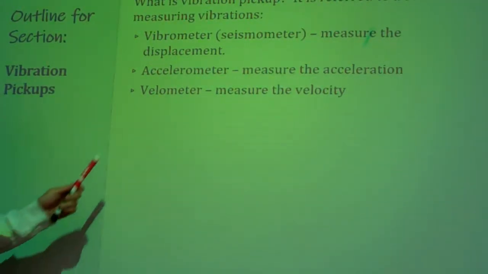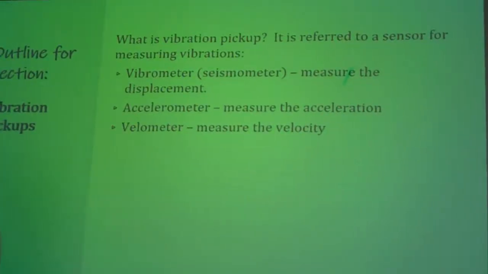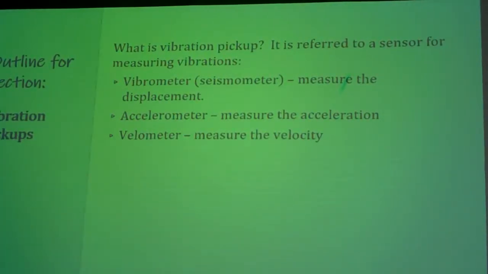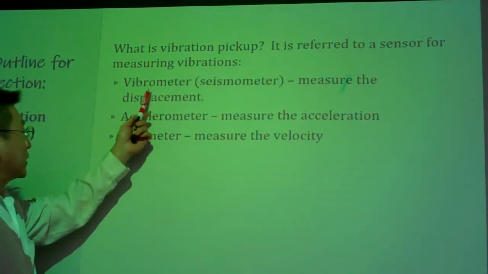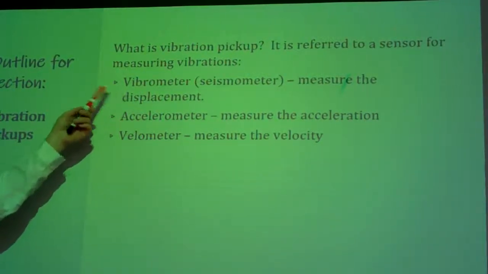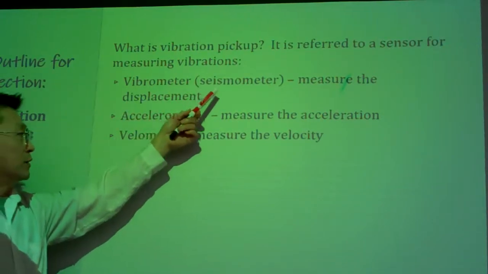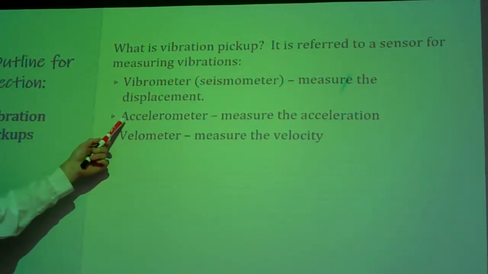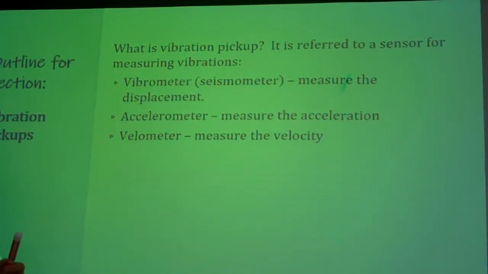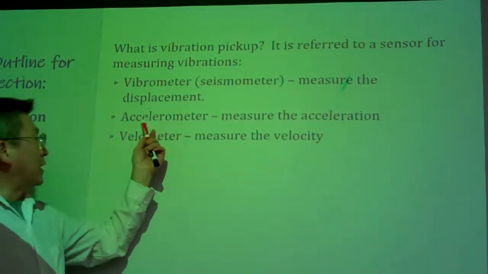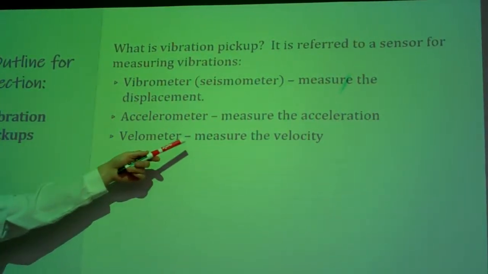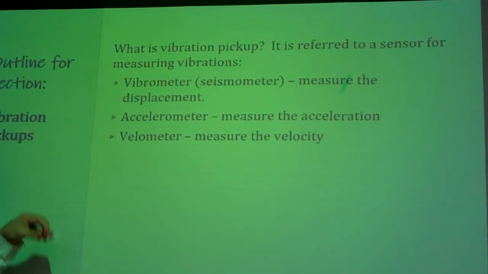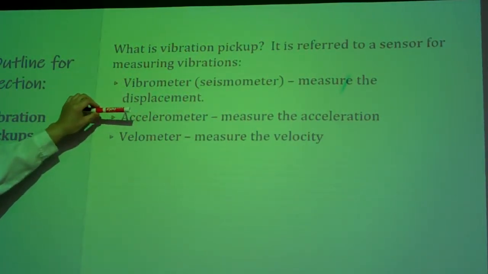Pickups refers to the sensors to measure the vibrations. And what are the vibrations we're going to measure? Usually the quantity is displacement. To measure the displacement, we call that sensor a vibrometer, or sometimes people call this a seismometer. And we measure the accelerations using accelerometers. We measure the velocity with velometers.